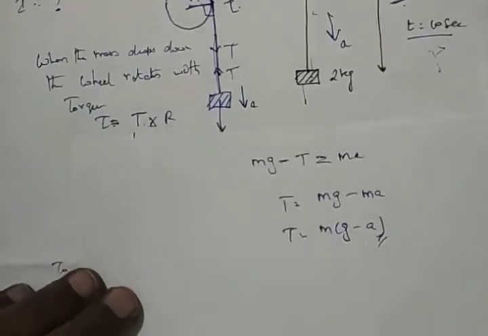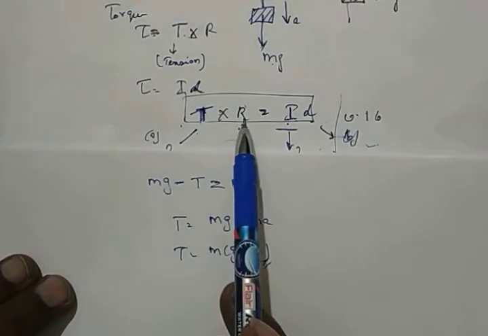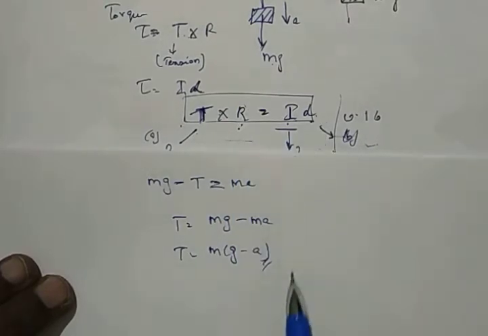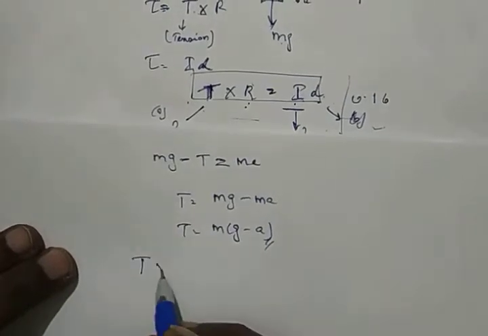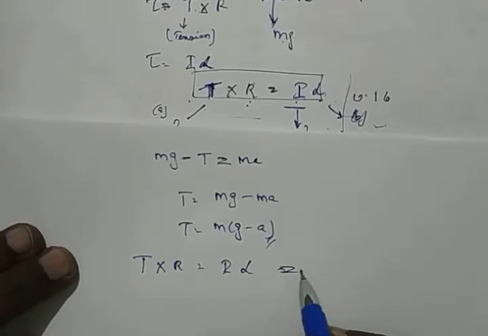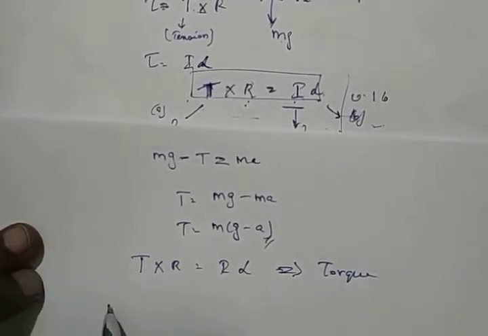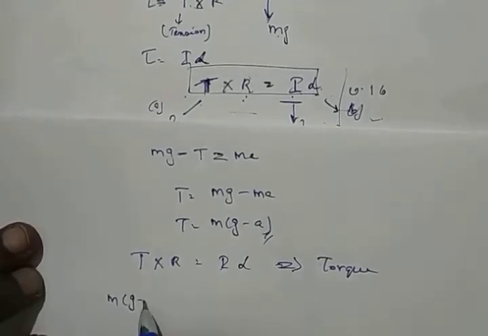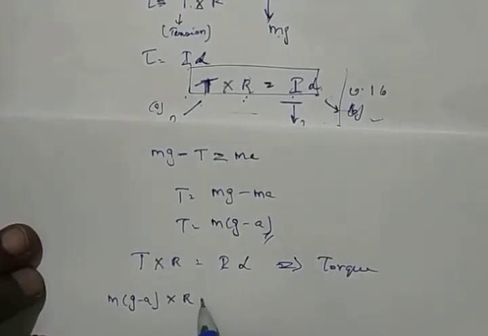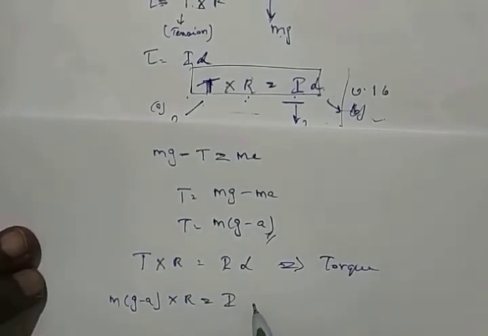Now we can put this one in the main equation. The main equation I already told you. Tension into radius is equal to I into alpha. Straight away put in all of them. Okay. So tension into radius is equal to I into alpha. That is the equation of torque. So what is tension? M into g minus a into radius is going to be equal to I into alpha. Alpha is already known here as 0.16.